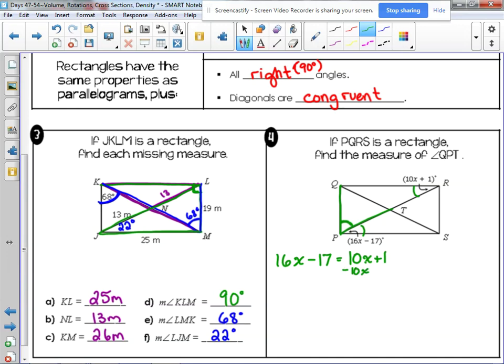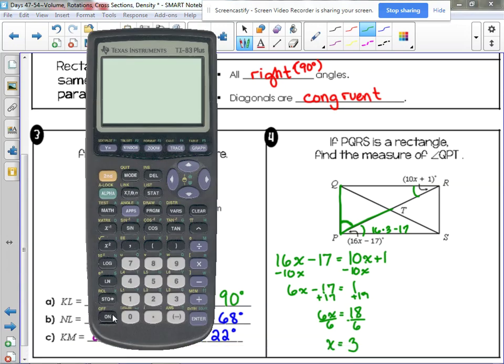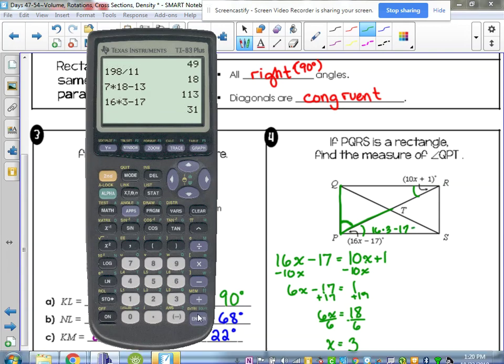So let's solve for x. Subtract 10 from both sides. 6x minus 17 equals 1. Add 17. 6x equals 18. Divide by 6. x equals 3. We didn't want x. We need that angle QPT. So we got to plug x back in. 6 times 3 minus 17. You say 1. Okay, and that's 1.